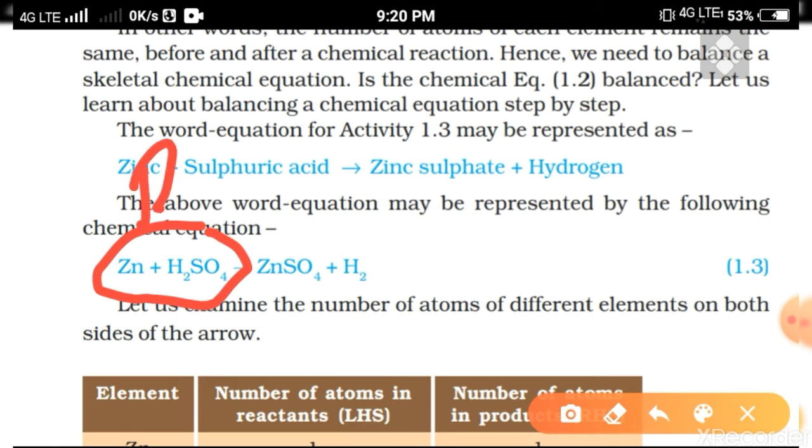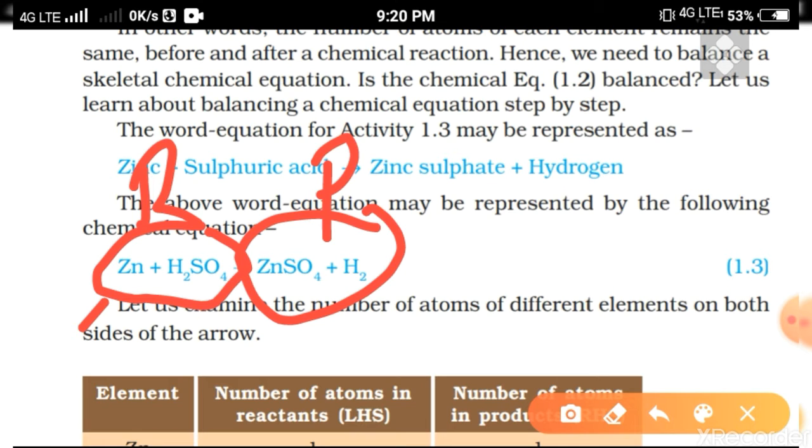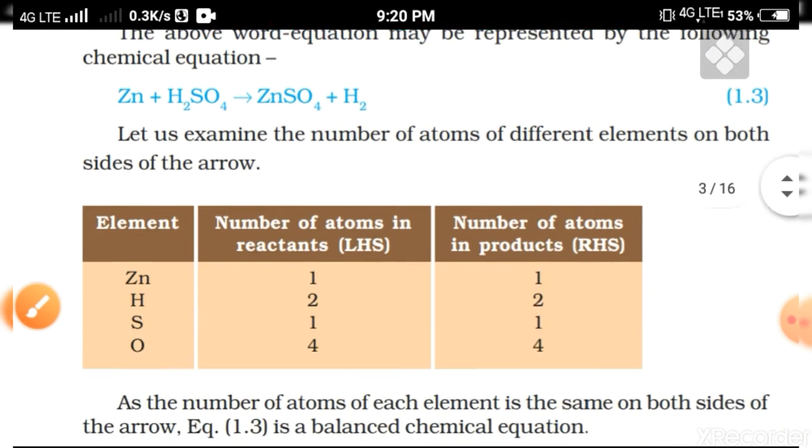If the number of molecules of the reactant is equal to the number of molecules of the product, that means each atom of the molecules on the reactant side is equal to each atom of the molecules on the product side. That means it is a balanced chemical equation. Let us see another example.